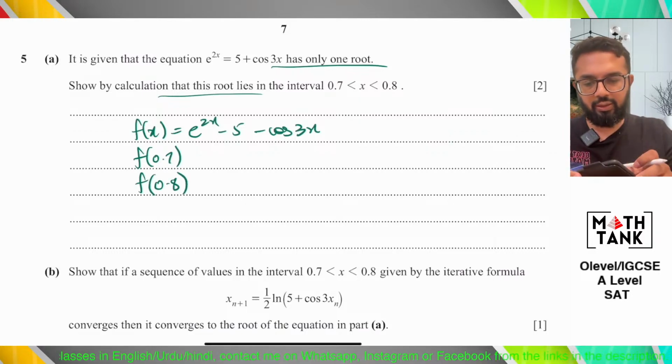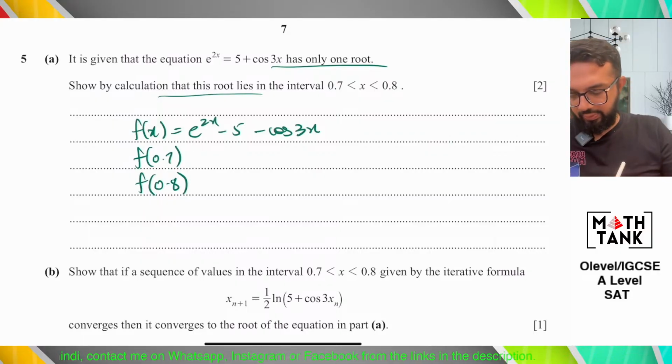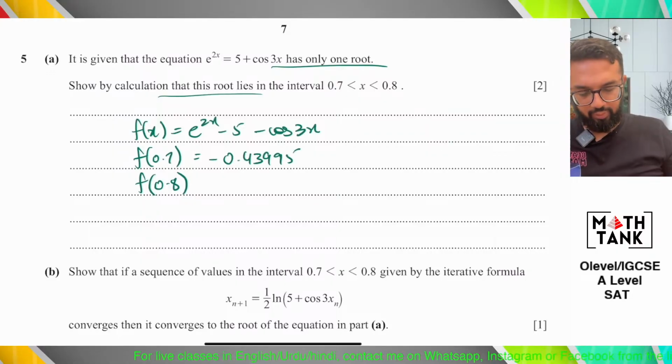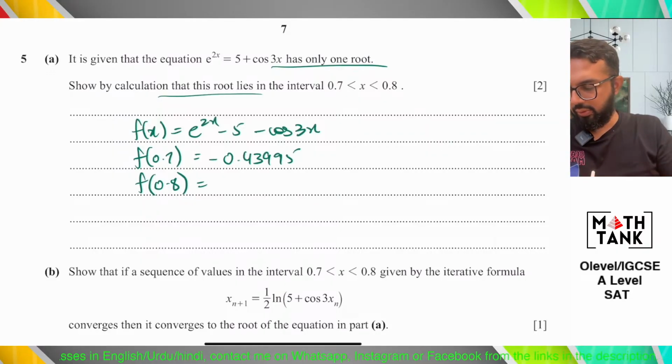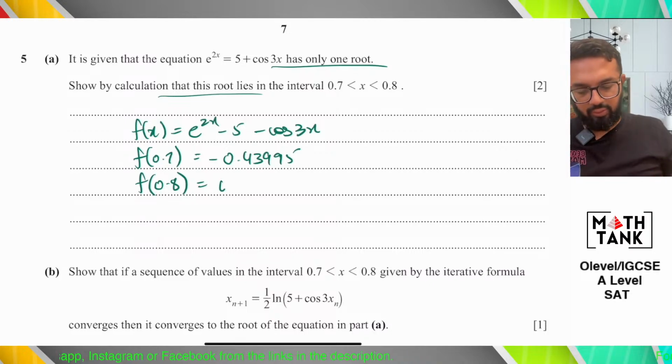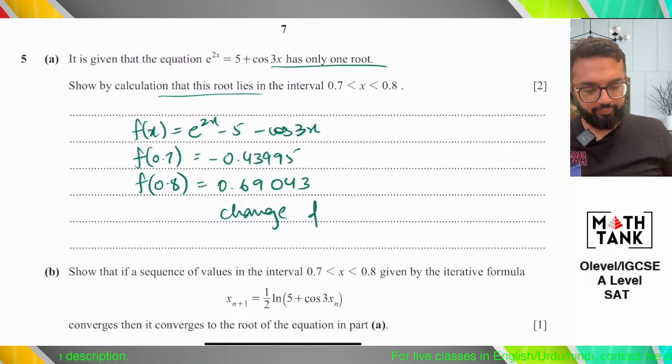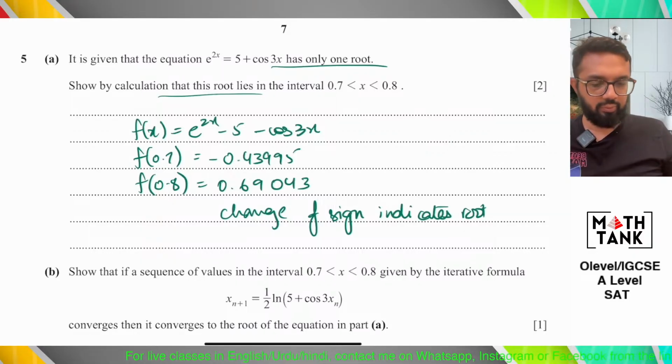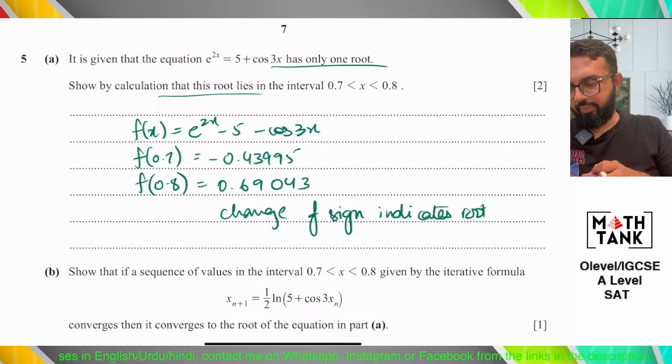I'm going to do those on my calculator, hoping that my calculator is in radians already. Yes. 2 into 0.7 minus 5 minus cos 3 times 0.7. Point 69043. Change of sign indicates root.